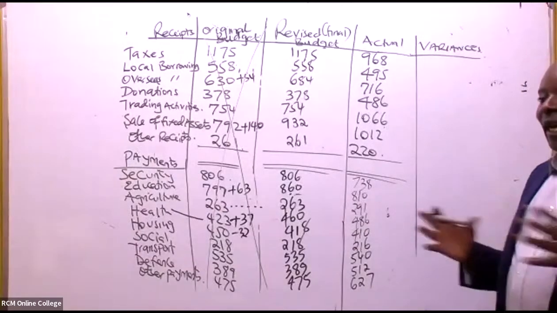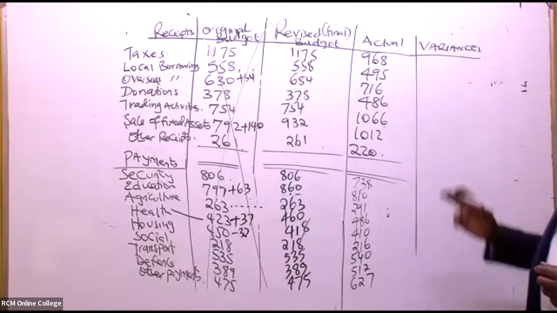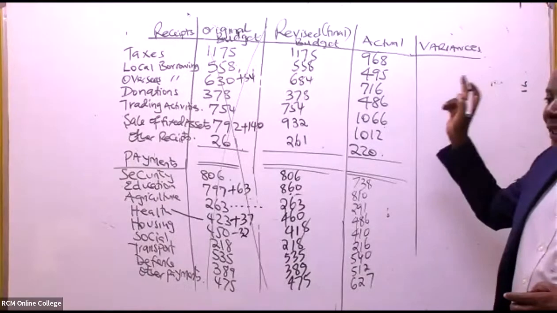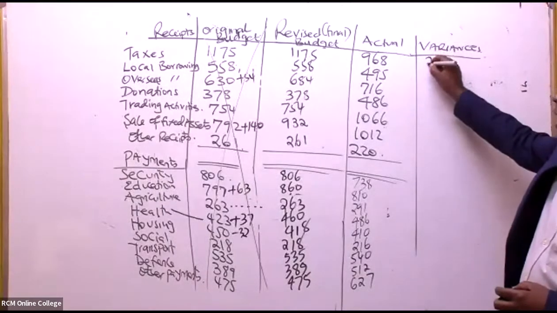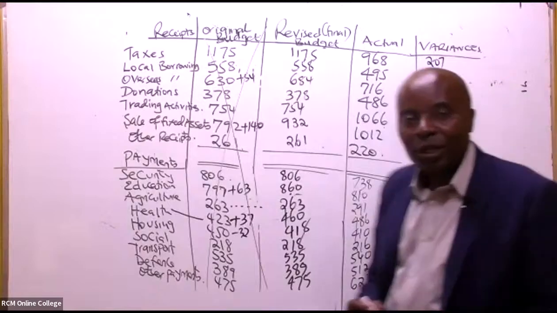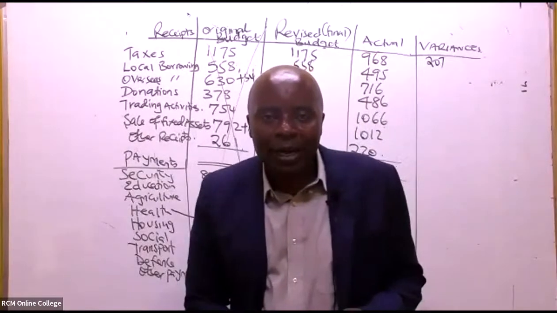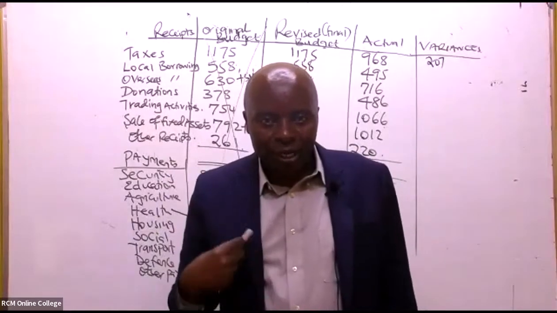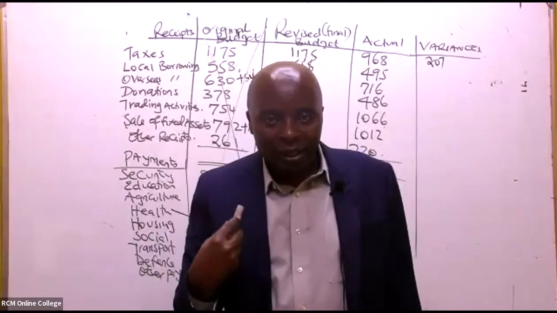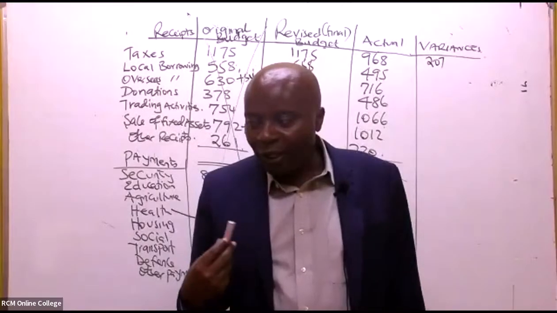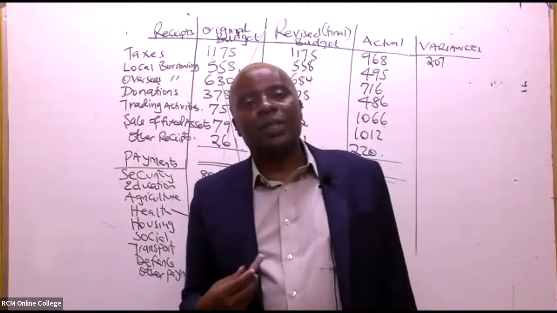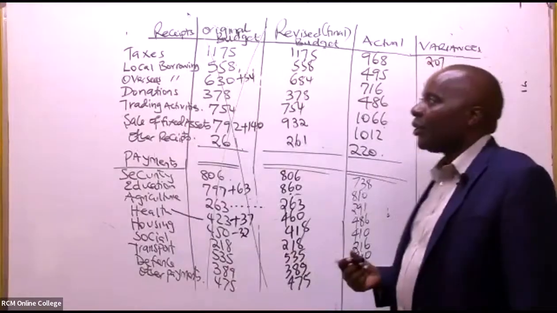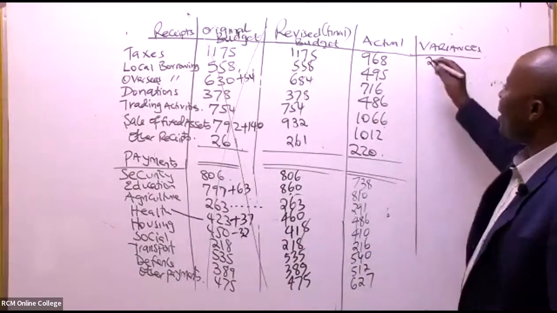Variance means reduction. So what is 1175 minus 900? 207. Let me ask you, great students of mine, a question. Is this a good variance or a bad variance to you, assuming you are working for government? Bad variance, yes. So bad variance, we shall always put it in brackets.